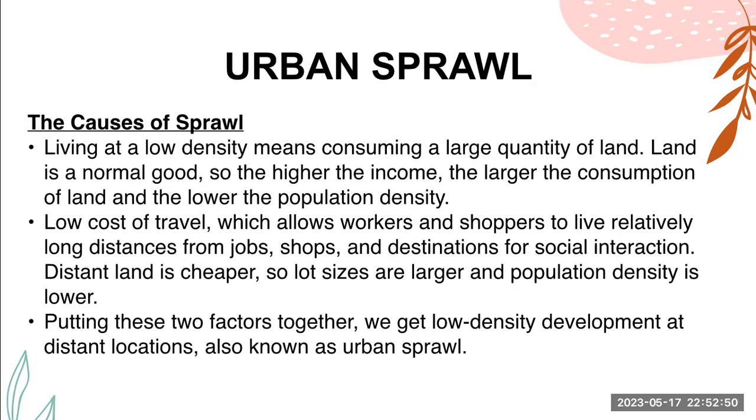This land is cheaper, so lot sizes are larger and population density is lower. So when we put these two factors together, high income and low cost of travel, this would allow people to move to the suburbs where land is relatively cheap. So we get low density development at distant locations, also known as urban sprawl.